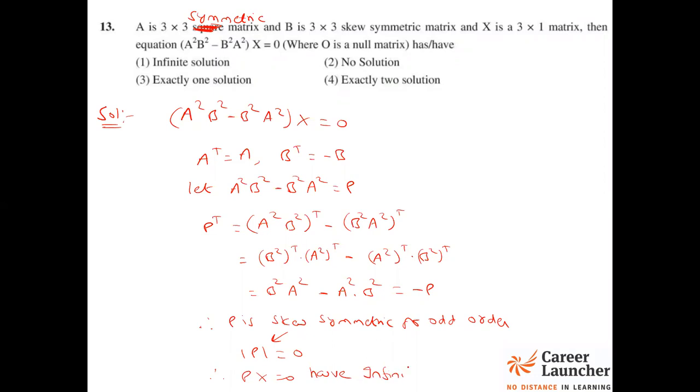Because the determinant is becoming 0 and the right hand side is anyway 0, it forms a homogeneous equation in the form A into X is equal to 0. If the determinant of A becomes 0, then X will have infinite solutions, right? So the answer for this will be infinite solutions. Let's continue.